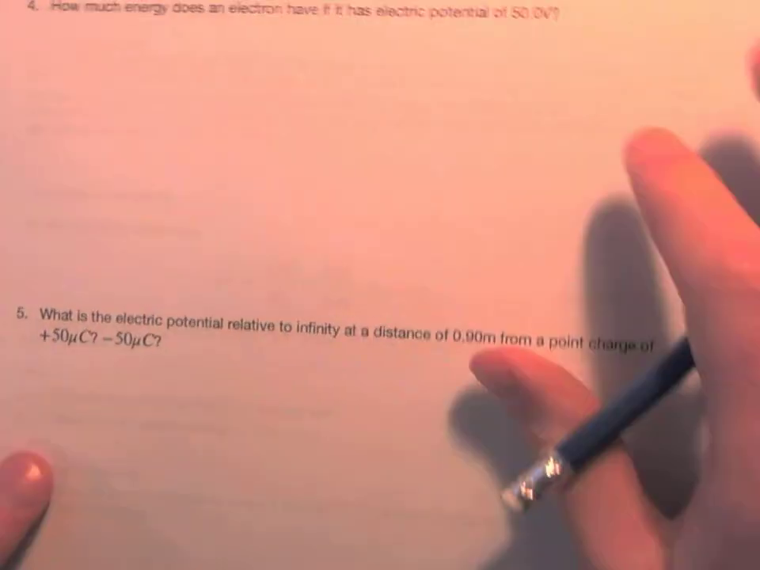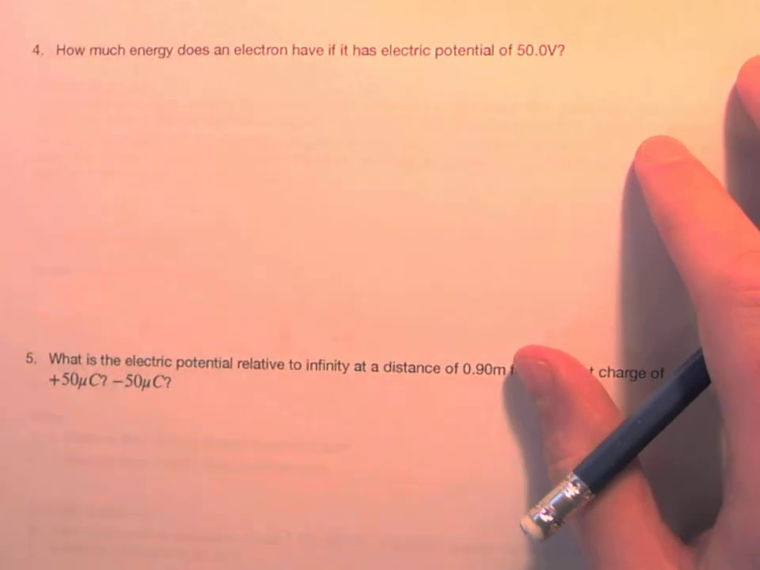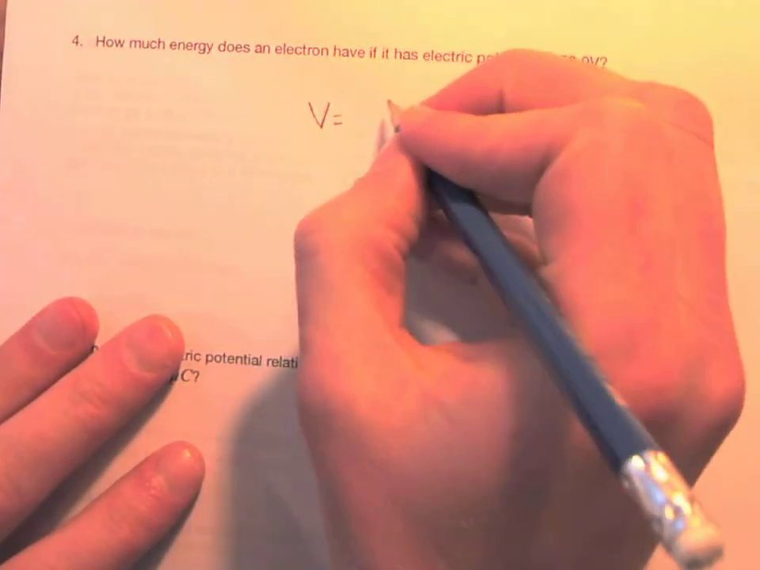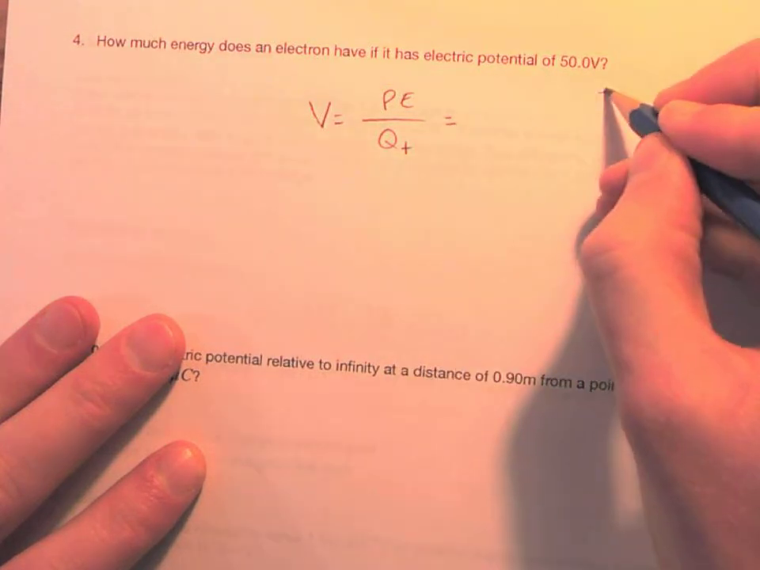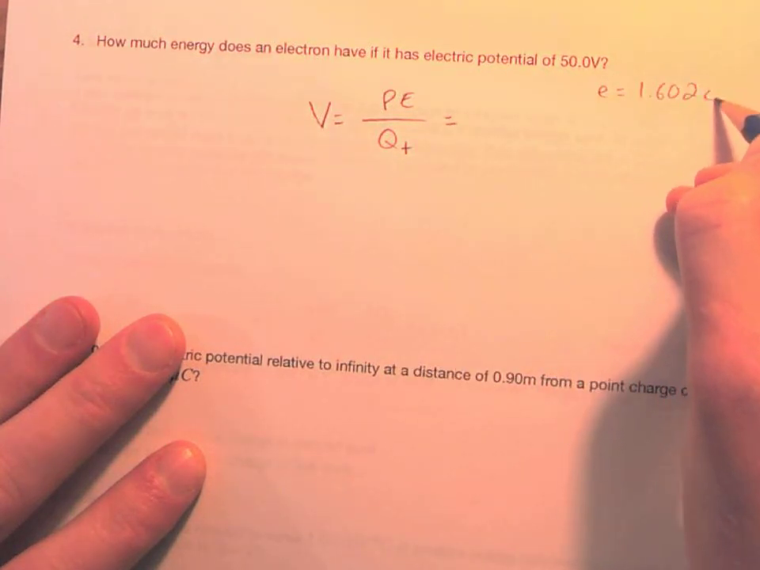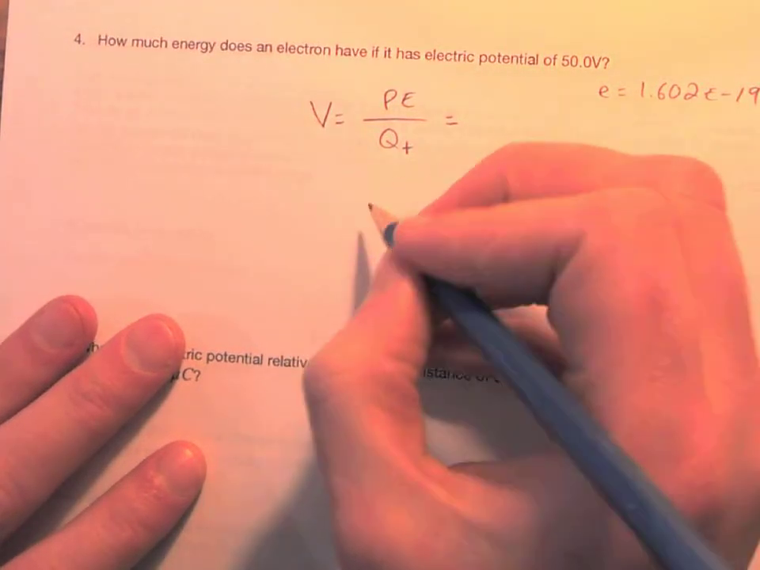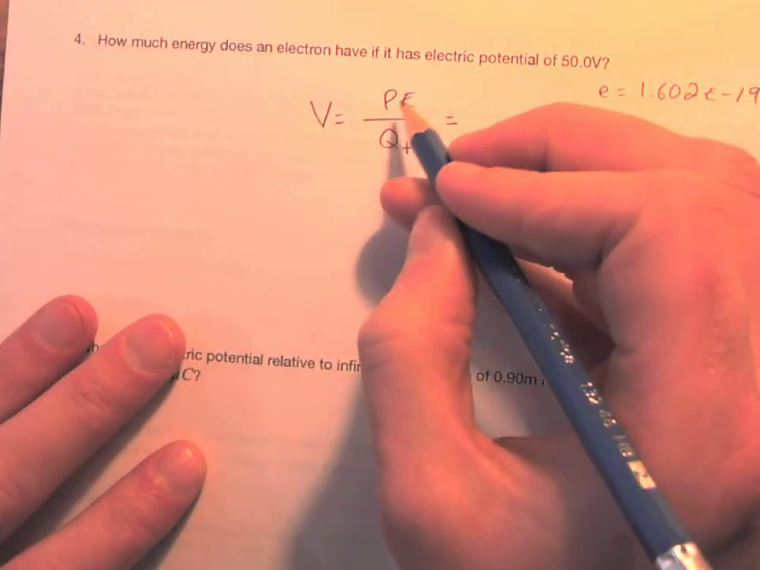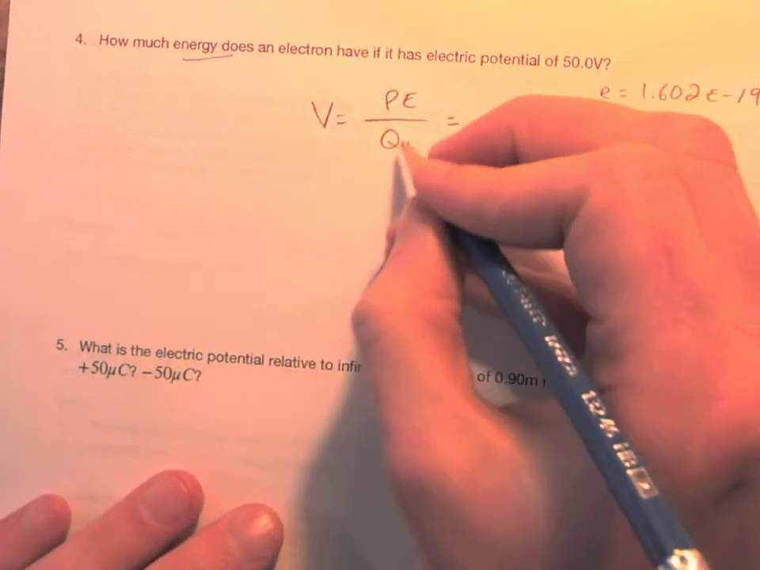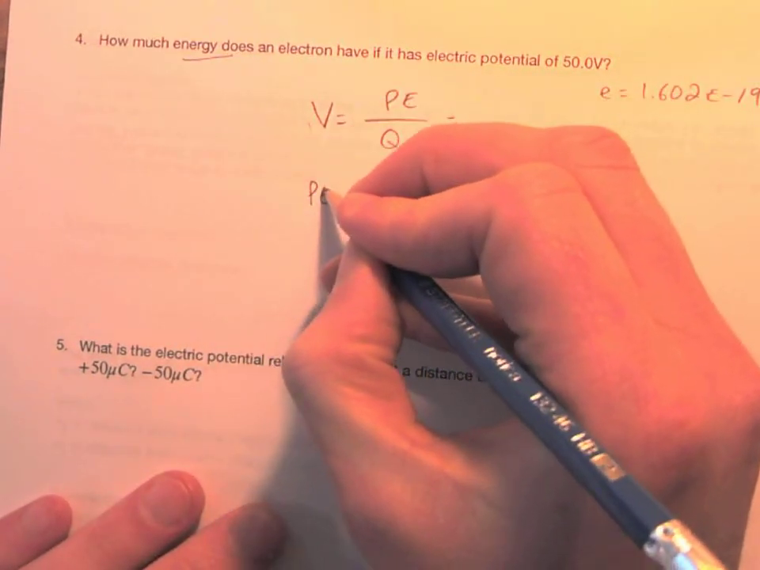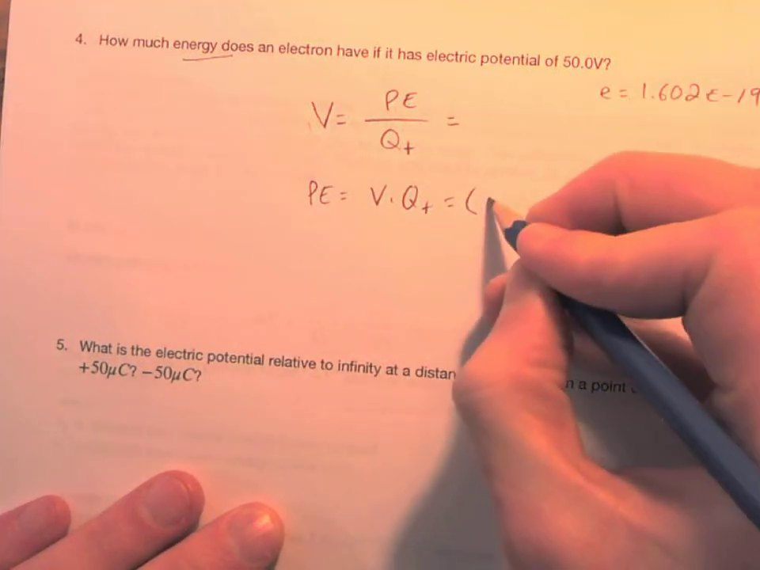Alright, here's another practice question. How much energy does an electron have if it has an electric potential of 50 volts? Okay, so here we can use the same equation, PE over QT. Here we know that our electron charge is 1.602 e to the negative 19 by looking on our formula sheet on the back. And then we can solve for potential energy, how much energy does it have? So we're going to multiply by QT, and we're going to get PE equals V times QT. And our voltage is 50 volts.